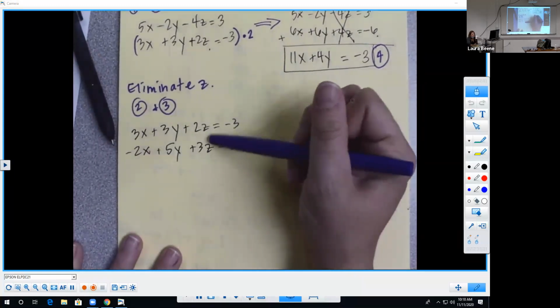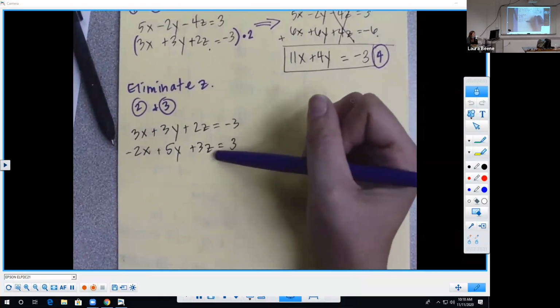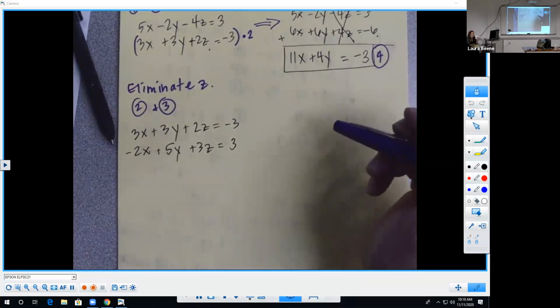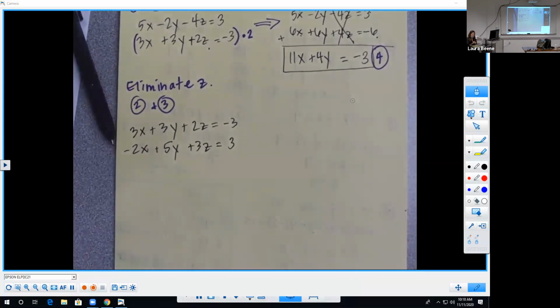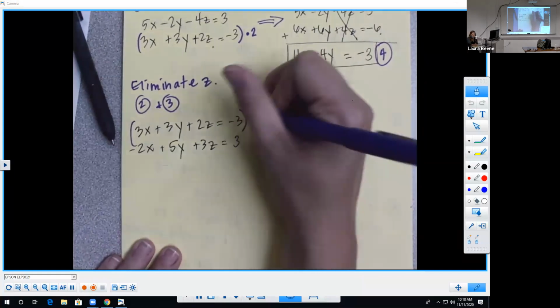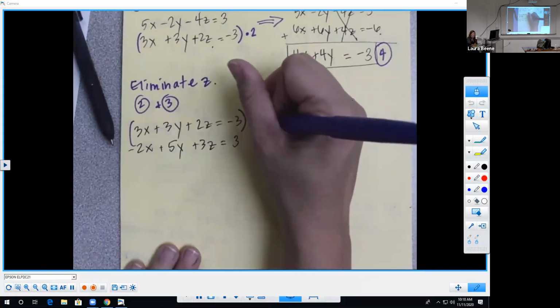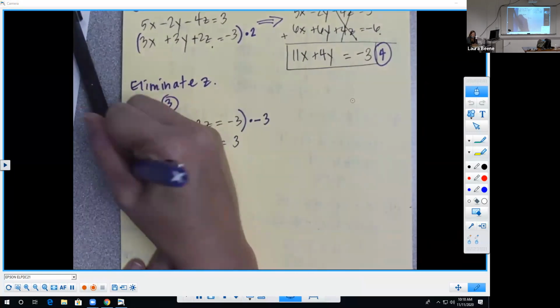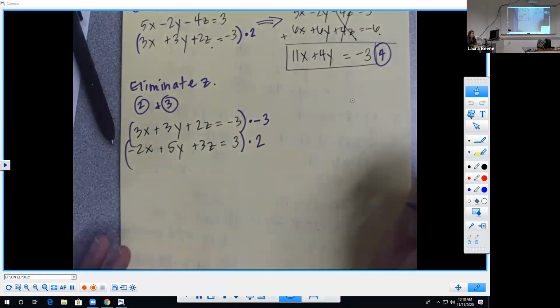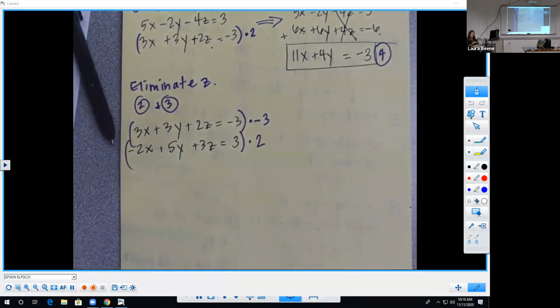Okay, I want to get rid of z. I have 2z on top, 3z on bottom. What do they both need to turn into? A 6z. One needs to be negative, the other needs to be positive. So let's multiply our top equation by -3 and the bottom equation by +2. You could do +3, -2, it doesn't matter.